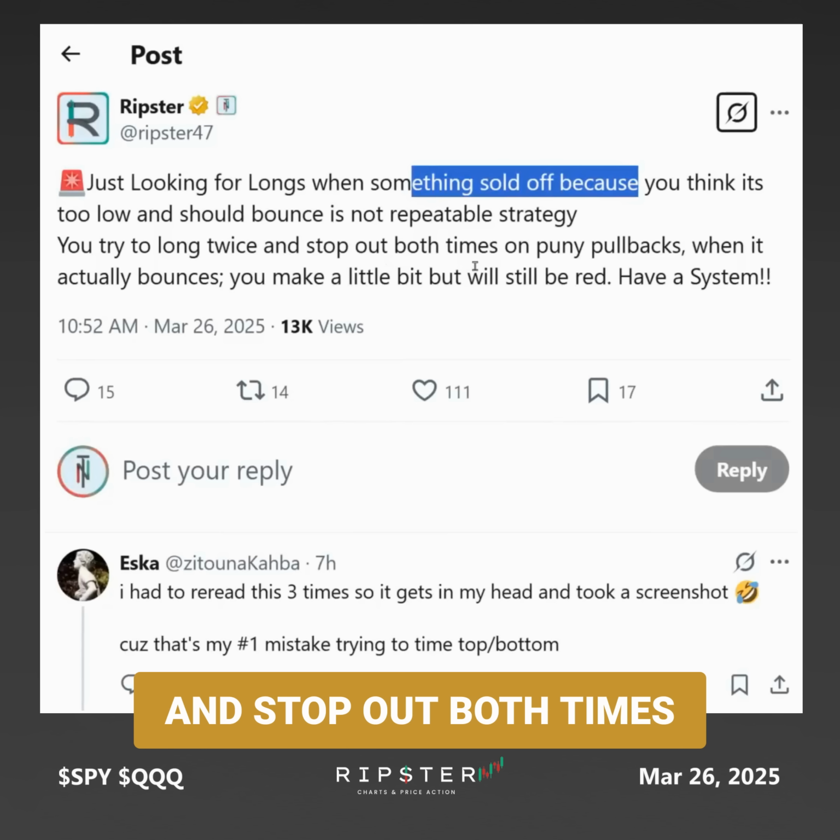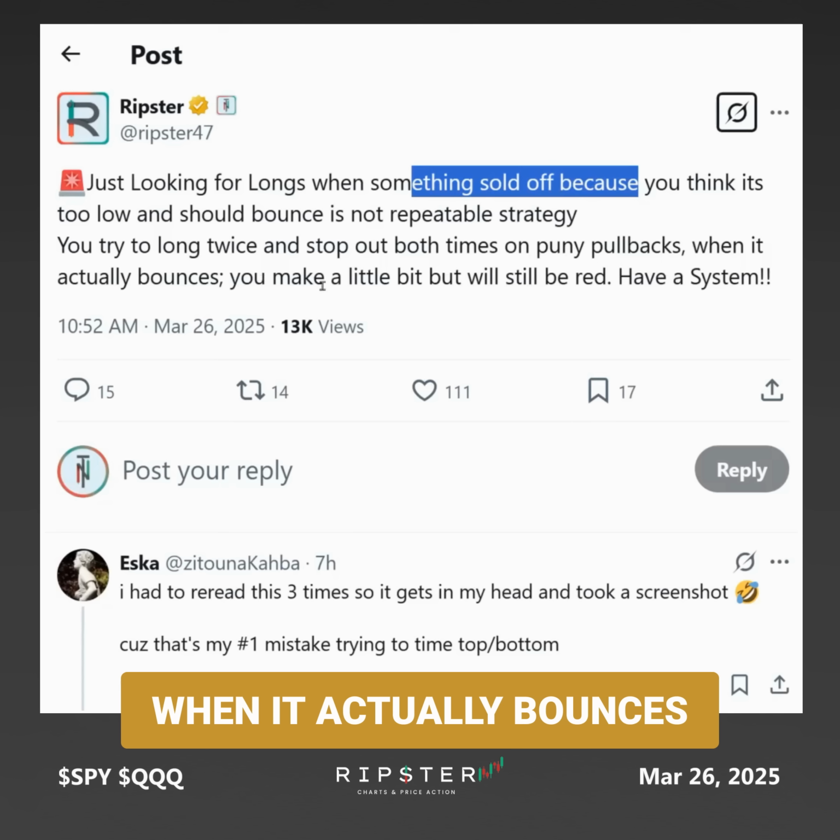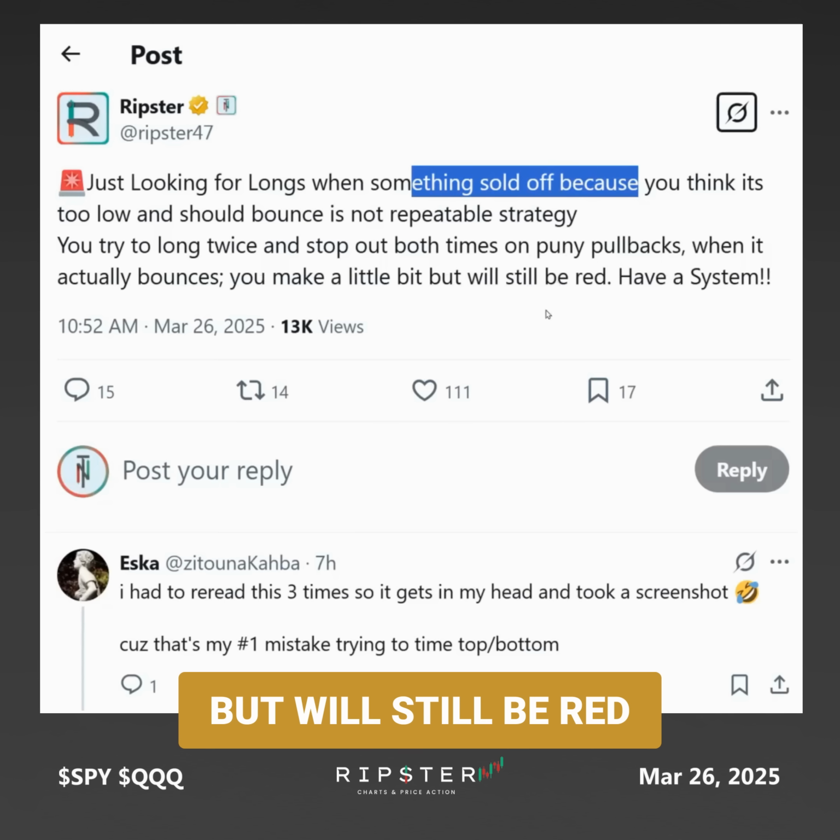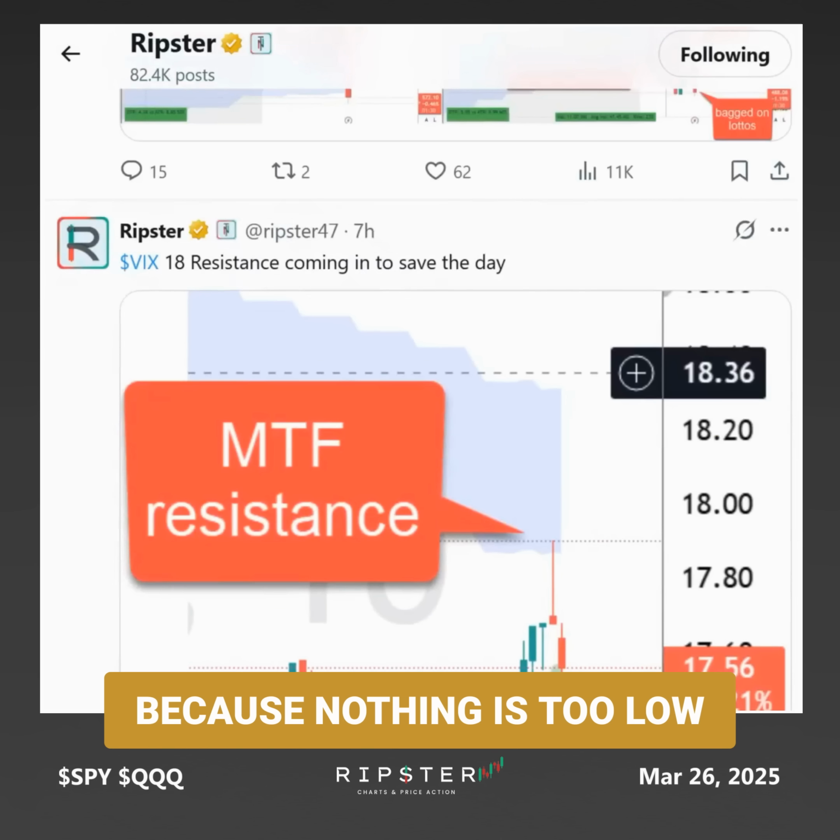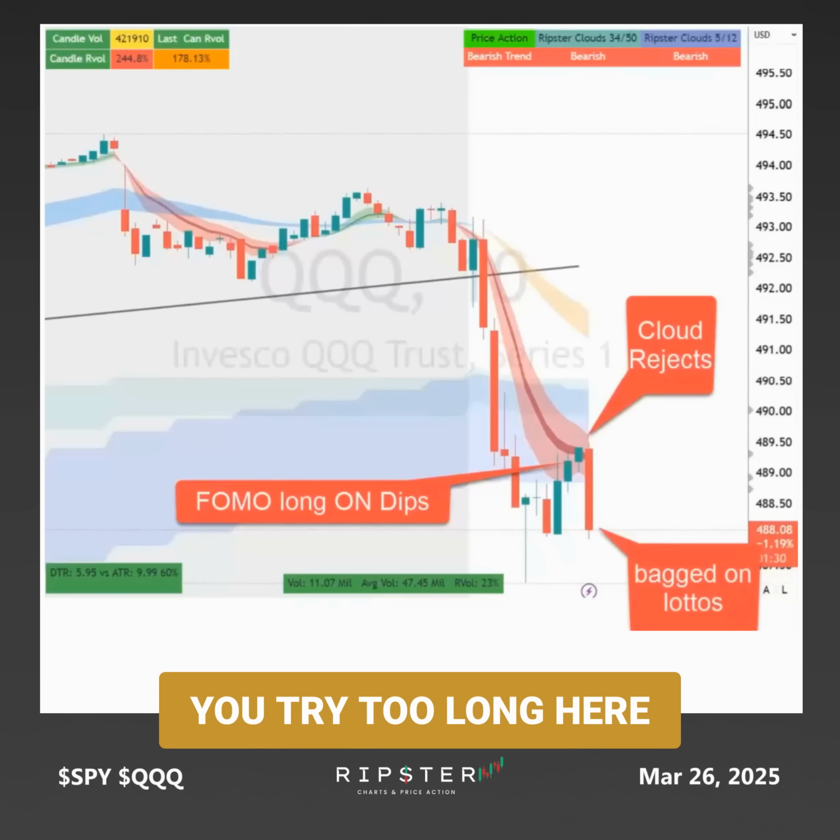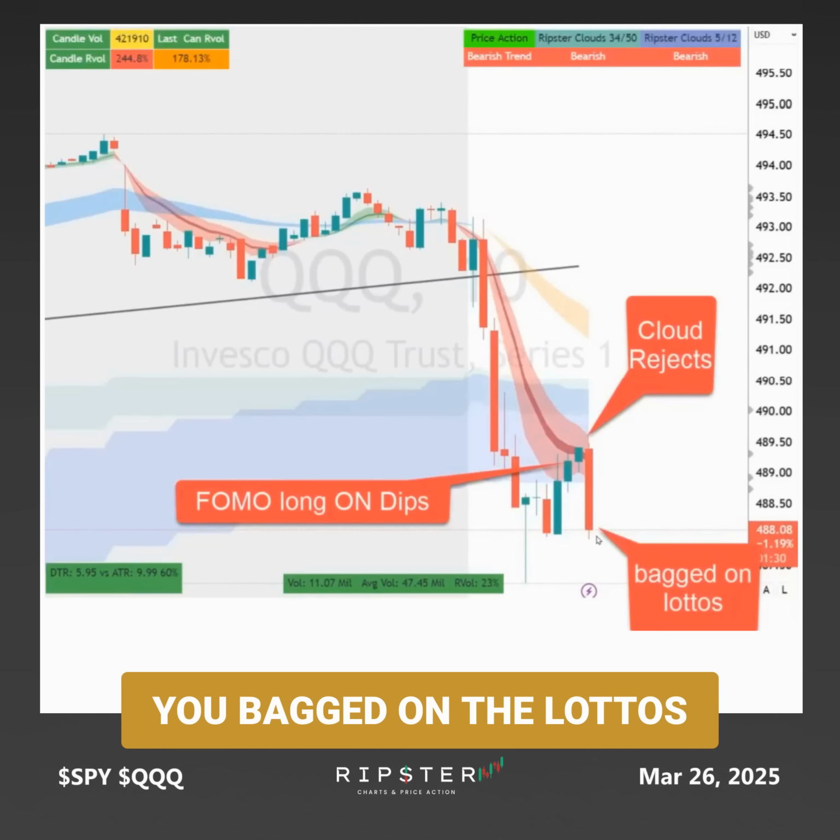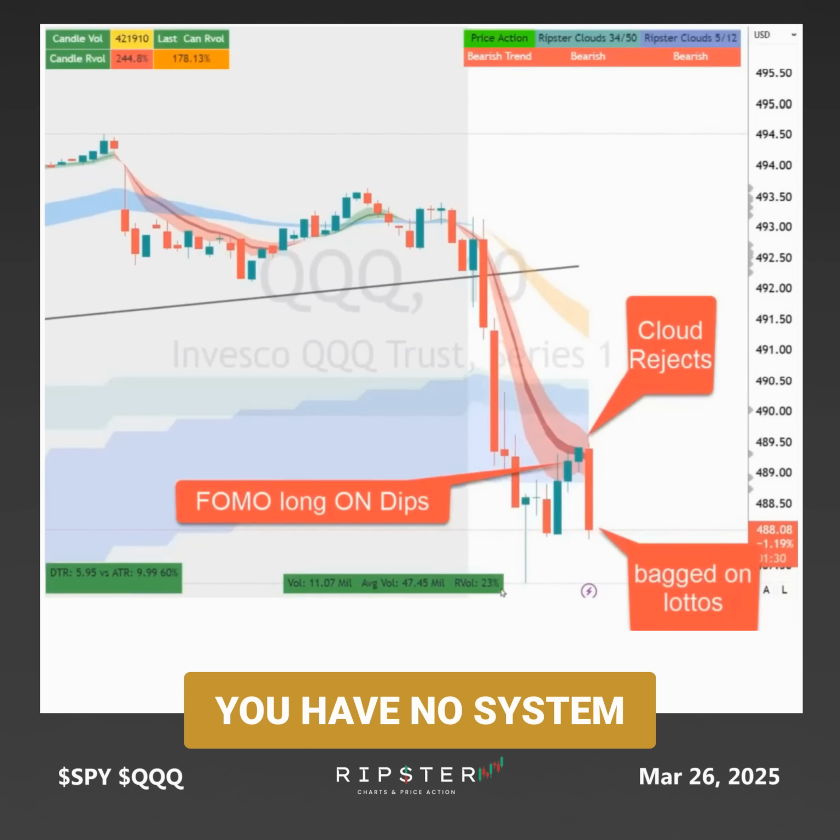You try to long twice and stop out both times on any pullback. When it actually bounces, you make a little bit, but will still be red. People are going to make this mistake because nothing is too low. We can keep going down. You try to long here, FOMO long here, you get bagged on the lows. My system said no long, so we are not long. You have no system, that's why you're longing it.